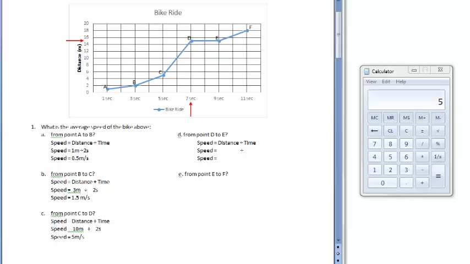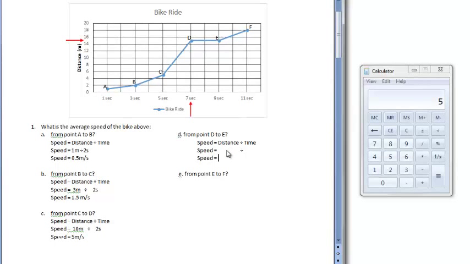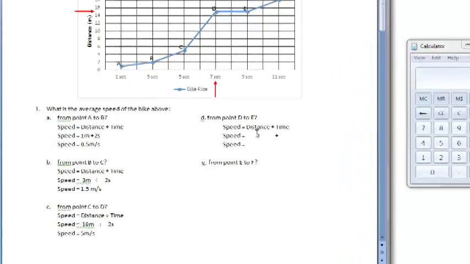For problem 1D, we are starting at point D and we're ending at point E. We are using the equation speed equals distance divided by time again. So first we need to look at the distance. Again, we're looking at the distance that it rose from point D to point E. We started at 15 meters for point D and we ended at 15 meters for point E. So think about that to yourself. Have we risen? Has the distance increased? Hopefully you're telling yourself, no, the distance has not increased. So we've gone 0 meters.